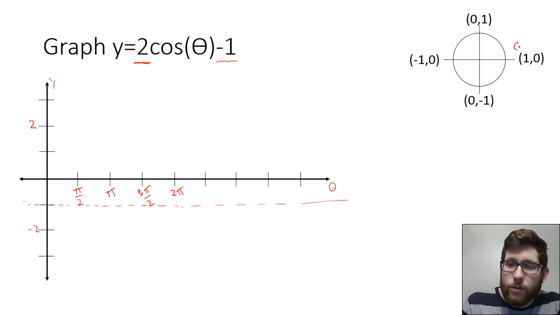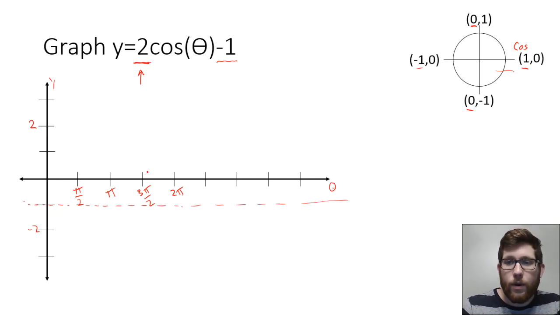Now remember, my cosines are here, they're my x values. I'm going 1, 0, -1, 0, 1. Now, I do have to keep in mind that I've got this 2 I need to deal with. So again, this is a vertical stretch. This is a vertical shift. I've shifted it down 1, but now I need to stretch it to be double. Instead of going up 1, I'm going to go up 2. Instead of going down 1, I'm going to go down 2. So it's going to look something like this.